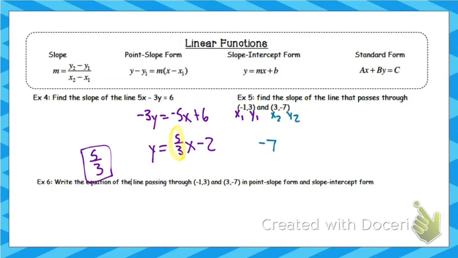So we're going to do y2 minus y1 divided by x2 minus x1. So 7 minus 3 is negative 10. 3 minus negative 1 is 4. Reduce your fraction, and I get negative 5/2 as a slope. So that, again, is our change in y's over change in x's, the rise over run.